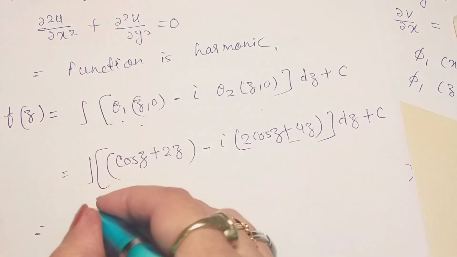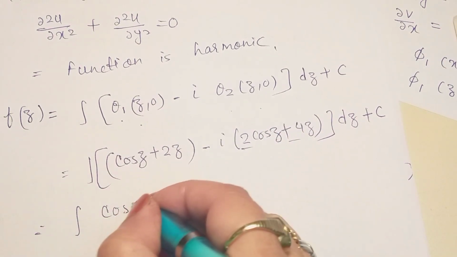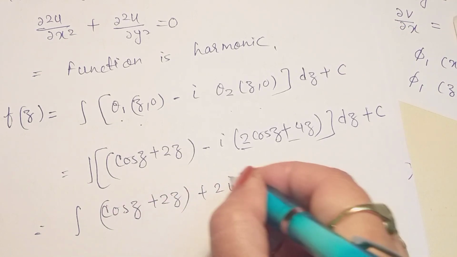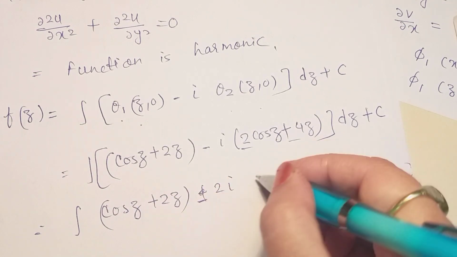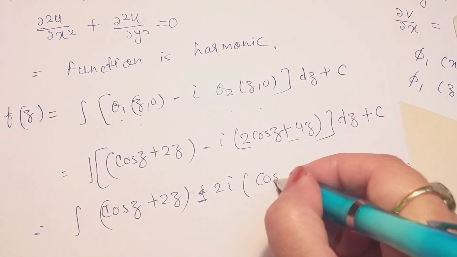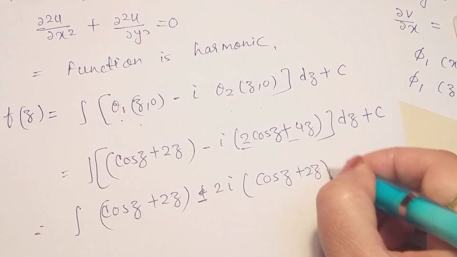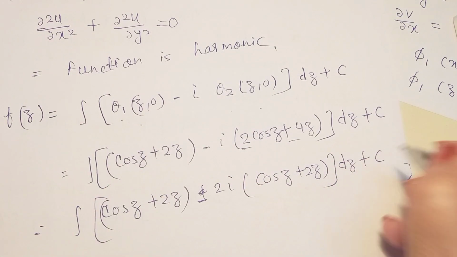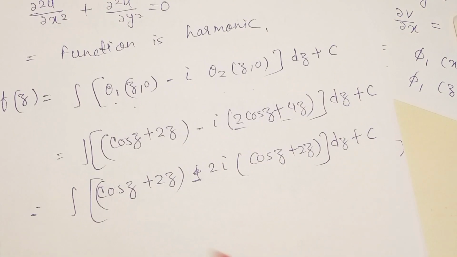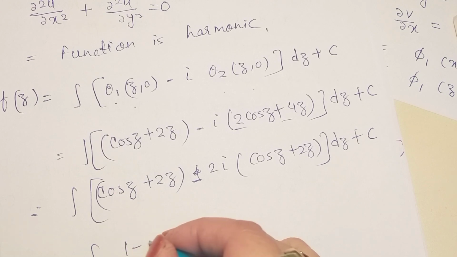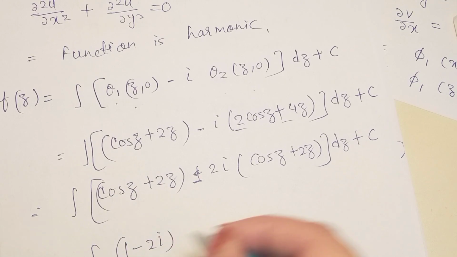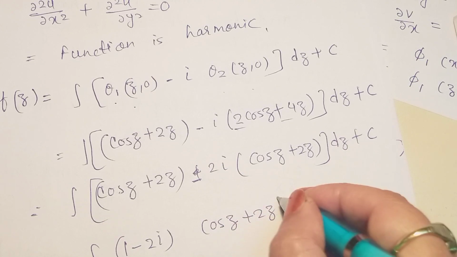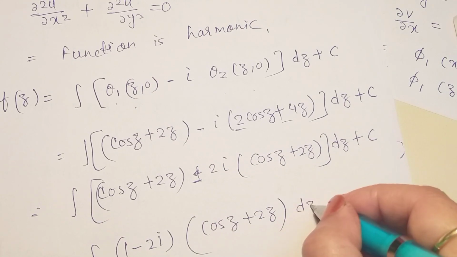Take 2 common from here. Cos z plus twice of z, plus twice of minus twice of iota cos z plus 2z dz plus c, which is actually 1 minus twice of iota cos z plus twice of z dz plus c.